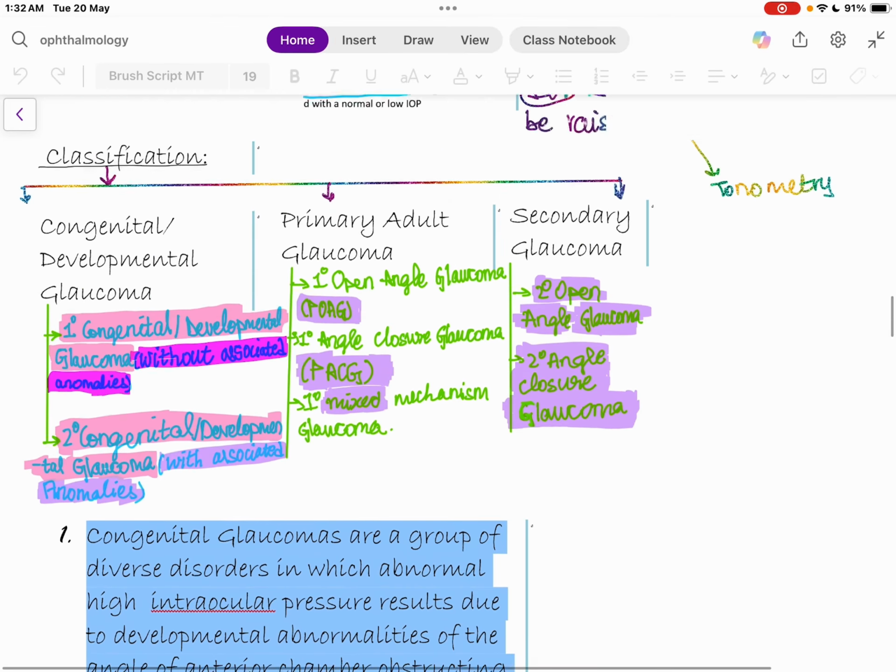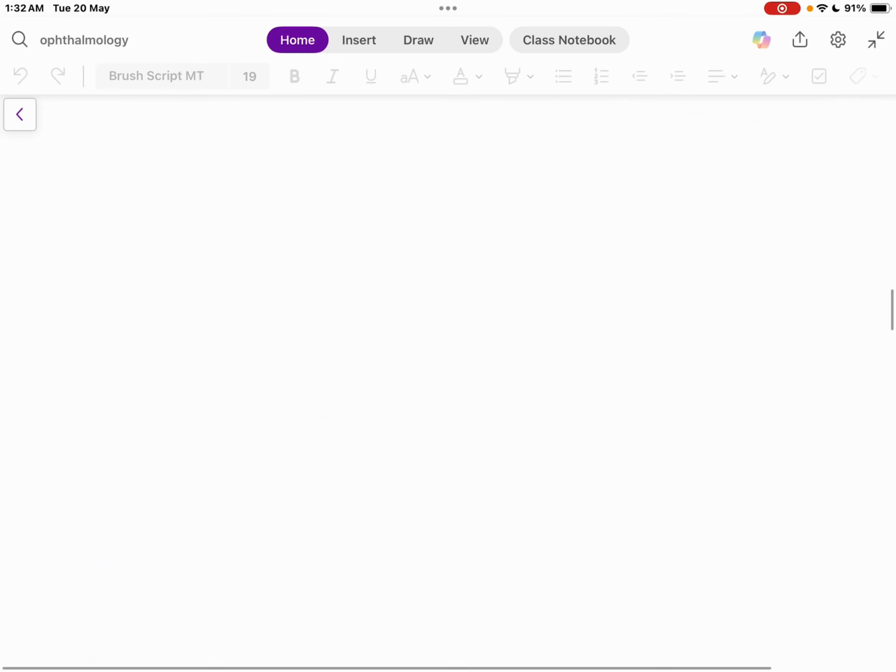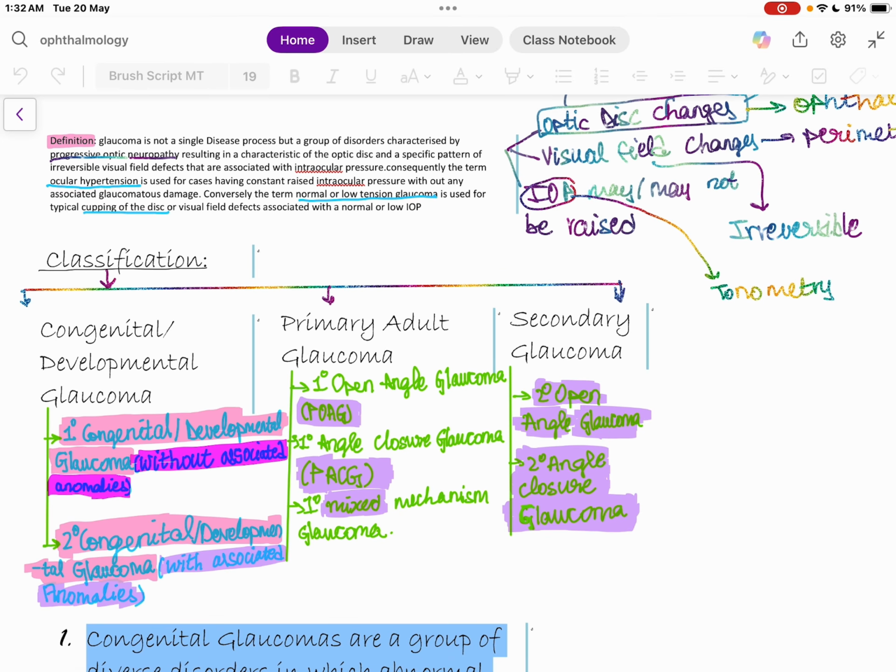Glaucoma Part 2. Let us start with the definition of glaucoma. Glaucoma is not a single disease process but a group of disorders characterized by progressive optic neuropathy resulting in characteristic cupping of the optic disc and a specific pattern of irreversible visual field defects that are associated with intraocular pressure.